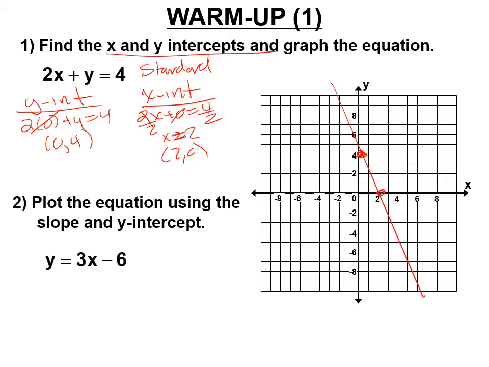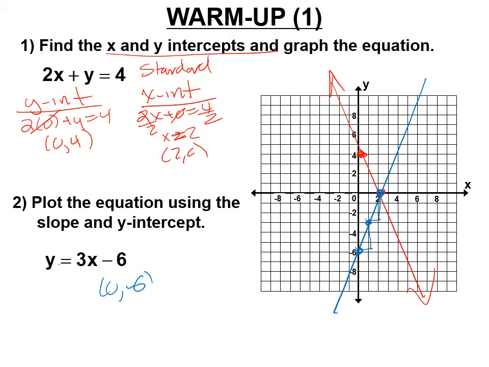There you go. The bottom equation is in slope-intercept. We're going to plot it. So it's at 0, negative 6, and a slope of 3. So over 1, up 3. Over 1, up 3. So we have 3 points there.